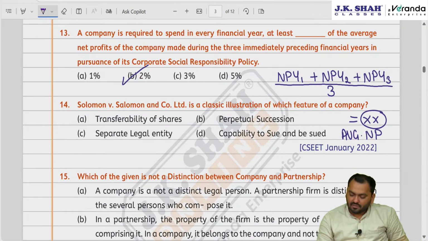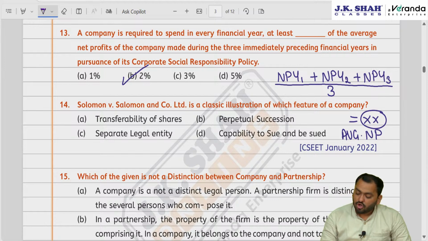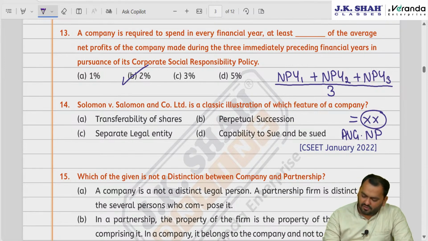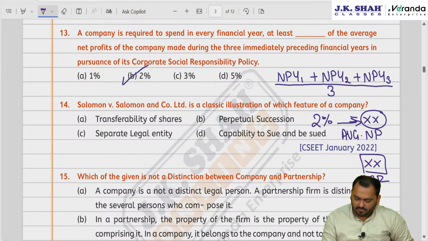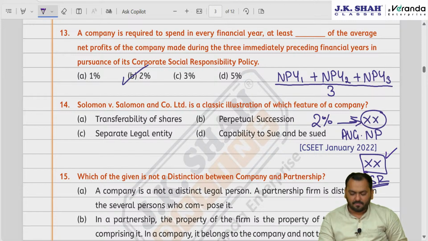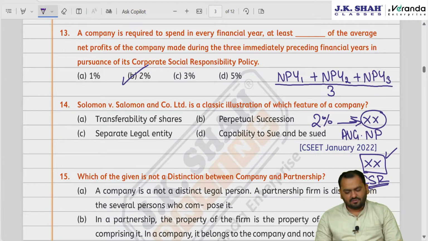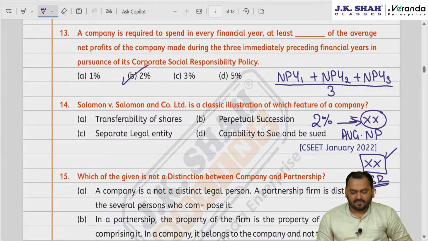So tell me, do you need to spend this amount in CSR? Obviously not. The amount you need to spend is 2% of the average net profit. So whatever answer you are getting here, take out 2% of that, and this is your CSR expenditure amount. That is the amount the company will spend: 2% of the average net profits made by the company in the preceding 3 financial years. So the answer is 2%. I hope you have recollected the CSR provisions. Let's go to the next one.